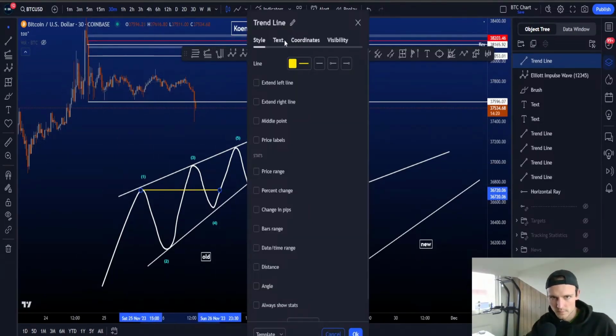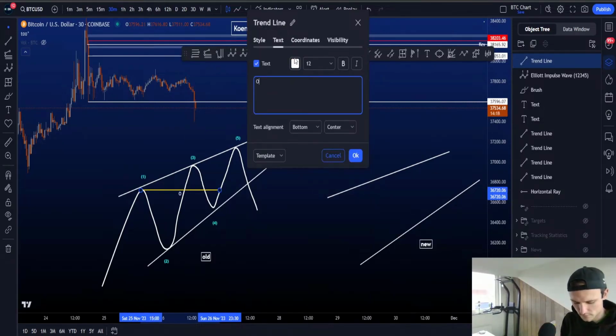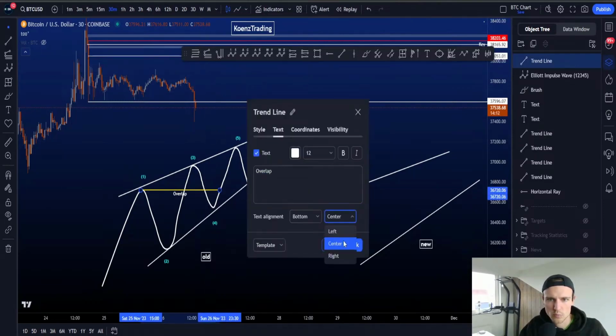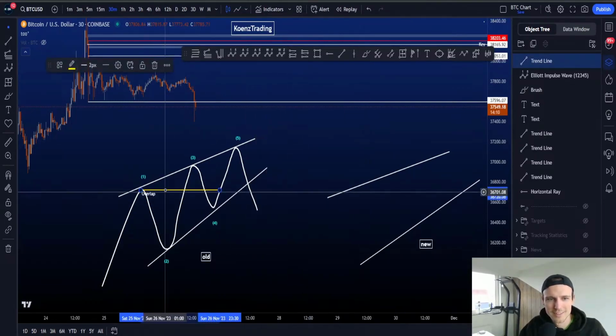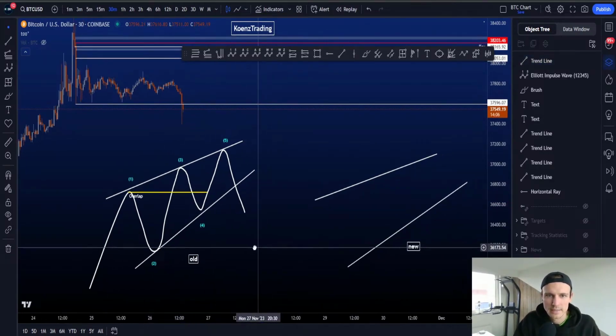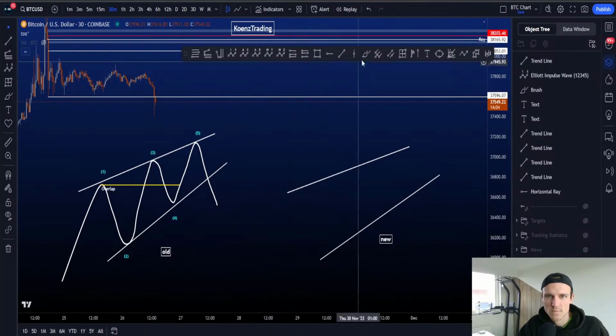A little bit of text. Overlap. Can you read that? Not too much better, but you know what I mean. There's overlap between 1 and 4, right? Okay. New.